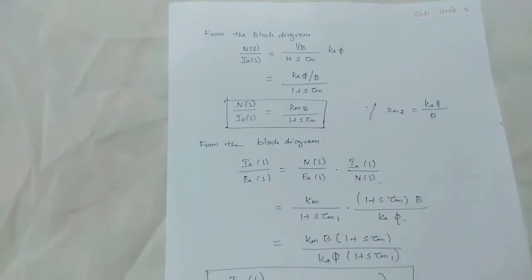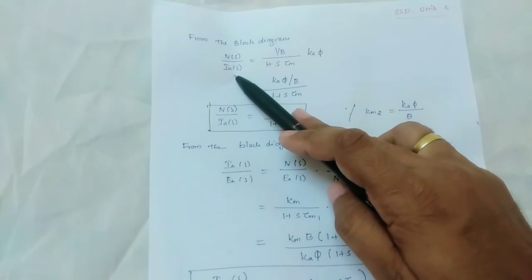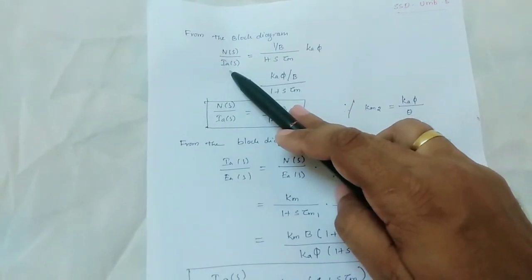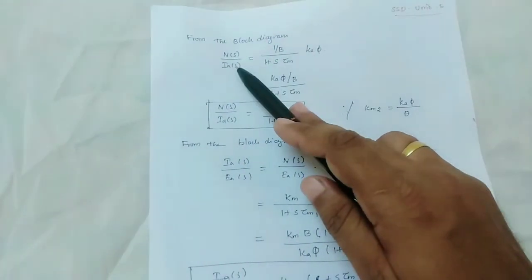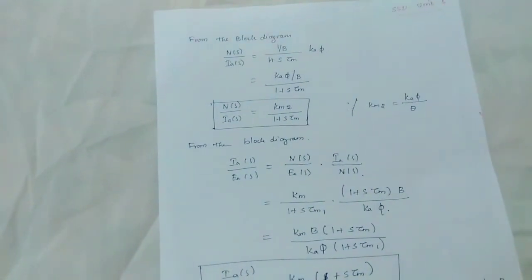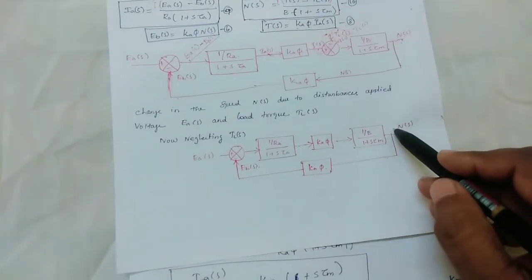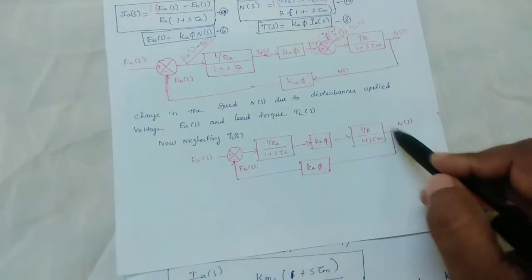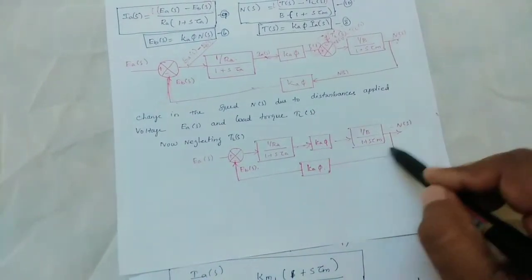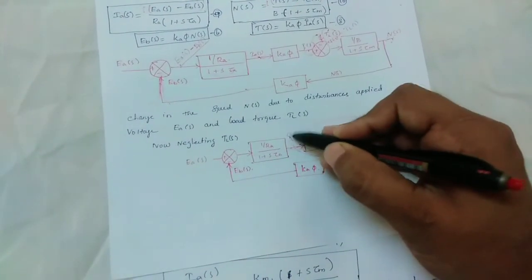And next, from the block diagram we are taking n of s divided by Ia of s. Previously we took n of s divided by Ea of s, where the entire term was taken. So now only n of s divided by Ia of s: n of s is here and Ia of s is produced here. After this, of these two terms only this term remains in between.